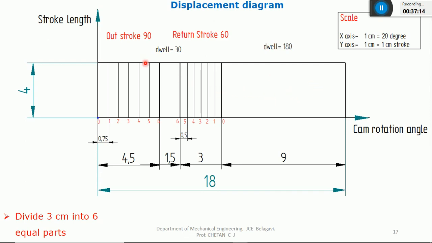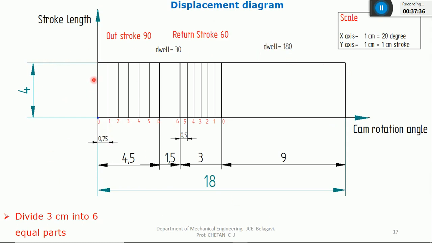So for every problem, you have to divide the outstroke angle into 6 equal parts. Just calculate 4.5 divided by 6, you'll get 0.75. Again, the return stroke is 3 centimeter, and 3 by 6 is 0.5. So up to this, it is common for all the problems.